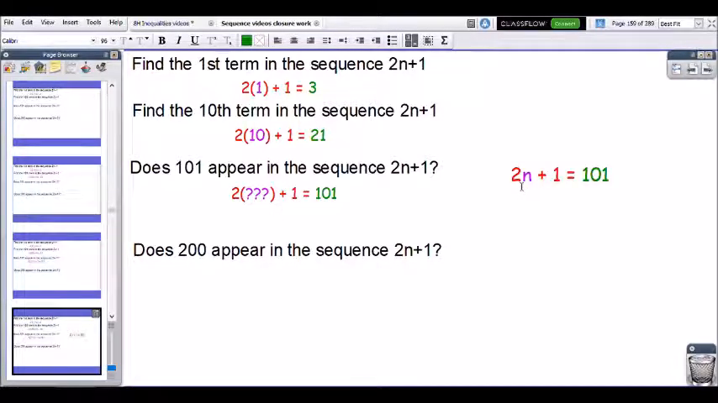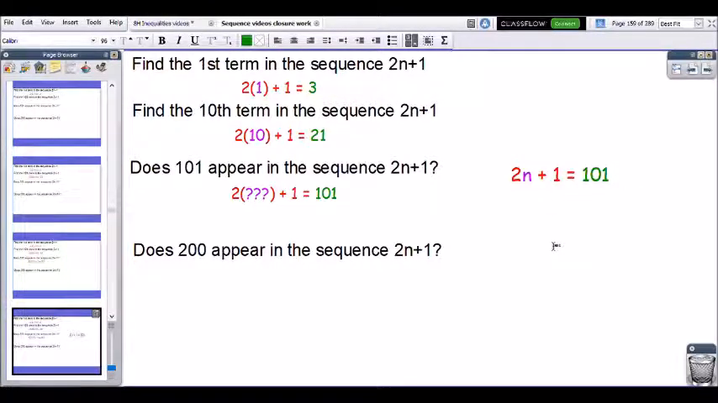So 2n plus 1 equals 101. I've just set up an equation for myself. I've taken my nth term, I've taken my rule, and I've set it equal to 101. Do you recognise that this is just an equation that we can solve? Think back to what we've done a few weeks ago with solving equations. I'm going to solve this equation, so let's see what happens.